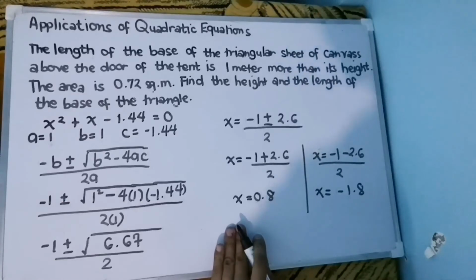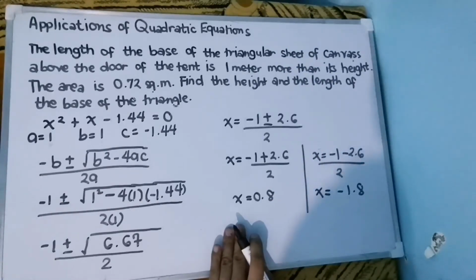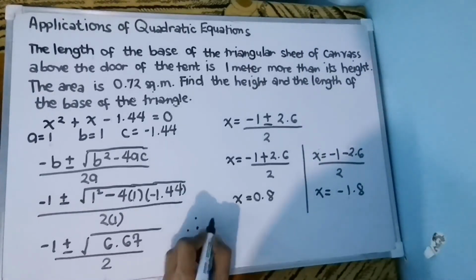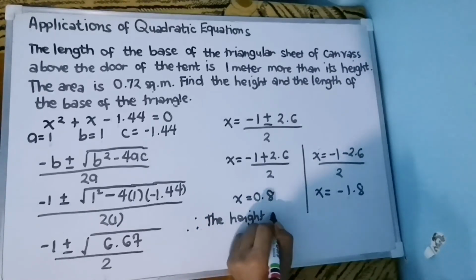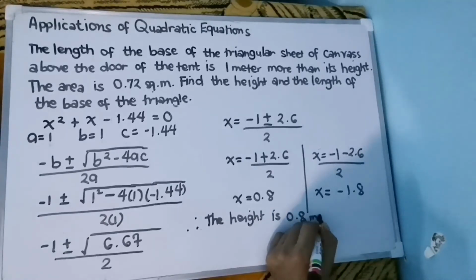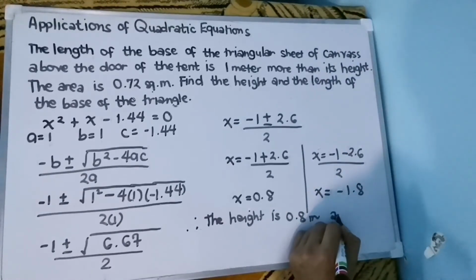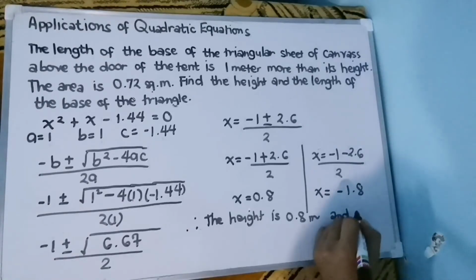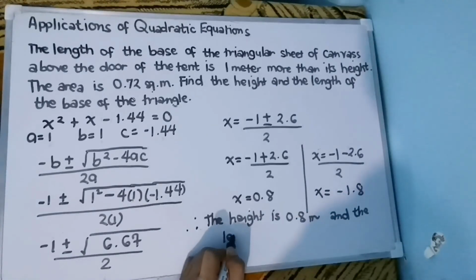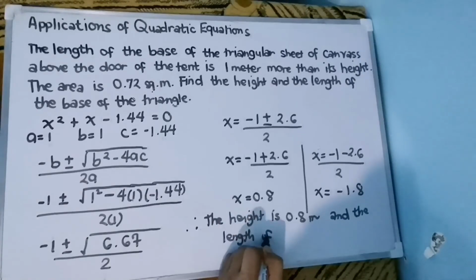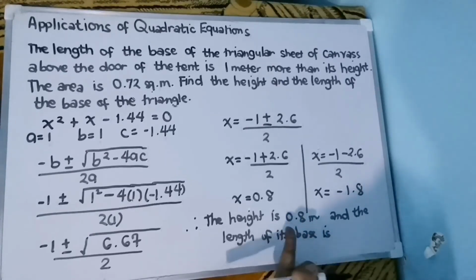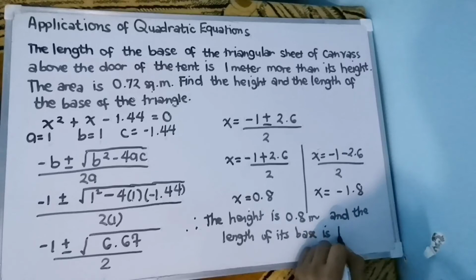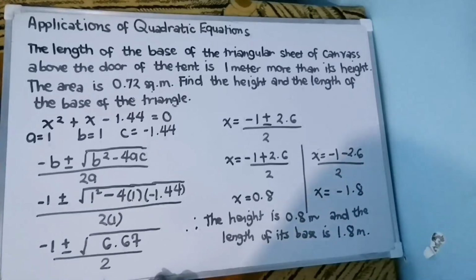So, since the height of a triangle cannot be negative, so we conclude that the height is 0.8 meters. So, therefore, the height is 0.8 meters and the length of its base is, since 1 more than 0.8, so 1 plus 0.8 is 1.8 meters.